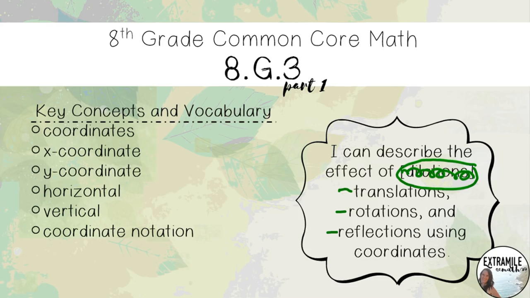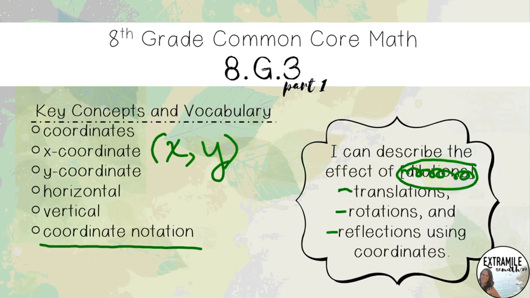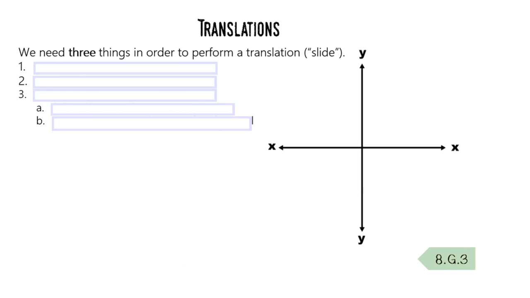We're going to discuss how the coordinates change. How does our x coordinate change? How does our y coordinate change when we do any of these 3 rigid motion transformations? And we're going to learn how to represent those changes in the coordinates using coordinate notation. That means we're going to be using symbols only to show how the x coordinate and the y coordinate are changed. So for the first part, part 1, we're going to be discussing translations.